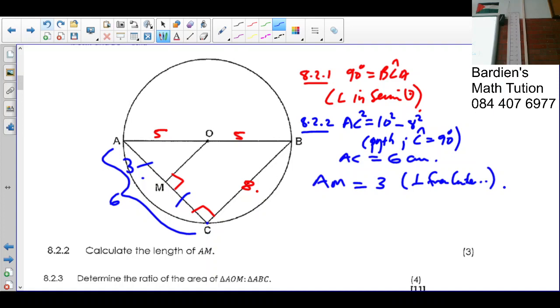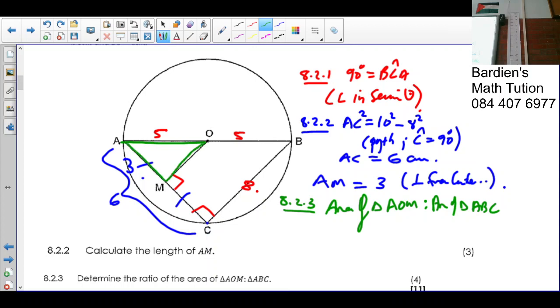Right, next, determine the ratio of the area of triangle. So they're asking with regards to the ratio. So 8.2.3: the area of triangle AOM is to the area of triangle ABC. So area AOM to area ABC, and I would say 1 is to 2.